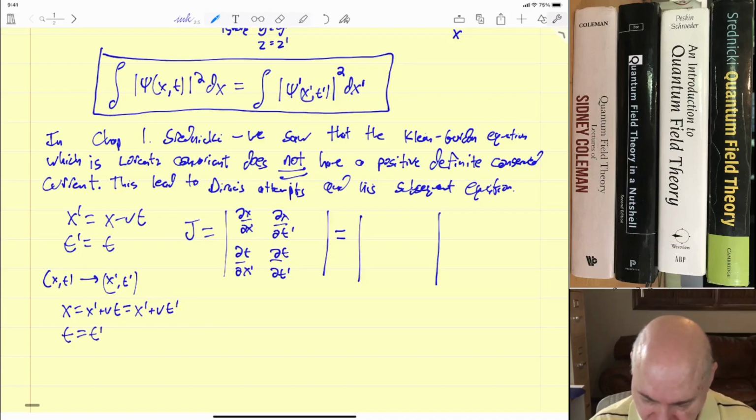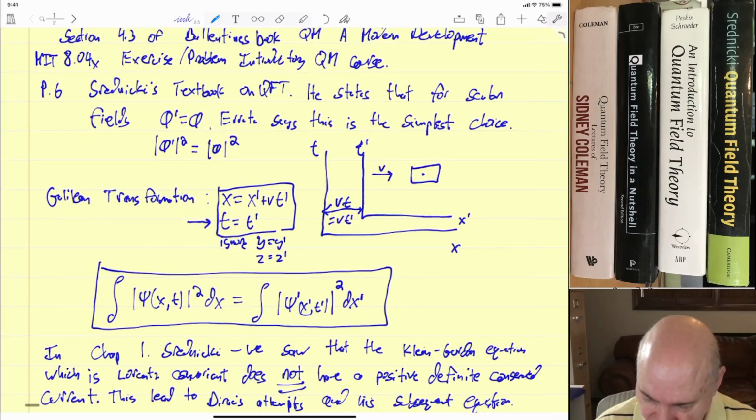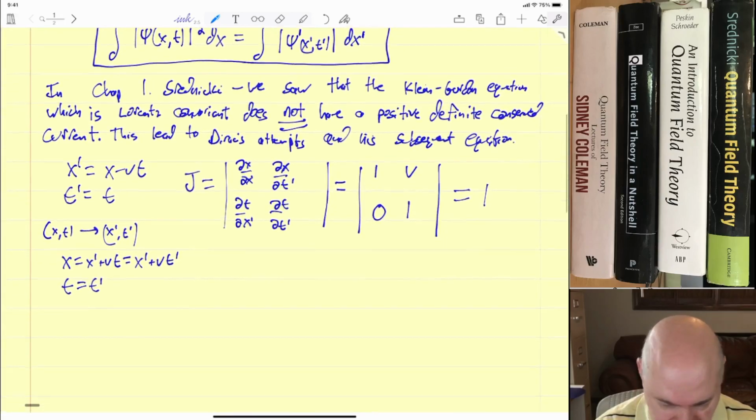So the partial of x with respect to x prime is 1. The partial of x with respect to t prime is v. The partial of t with respect to x prime is 0, because t is t prime and doesn't depend on x prime. And so the determinant equals 1. So our measure doesn't change, and that's why when I boosted this thing, I didn't have a measure in here, because the measure is going to be the same.